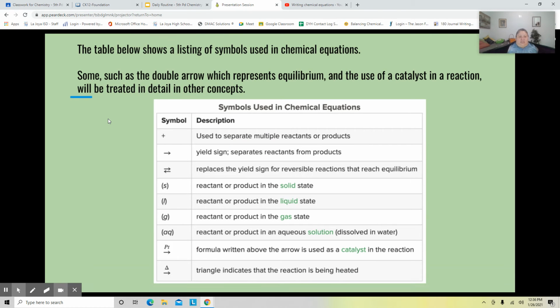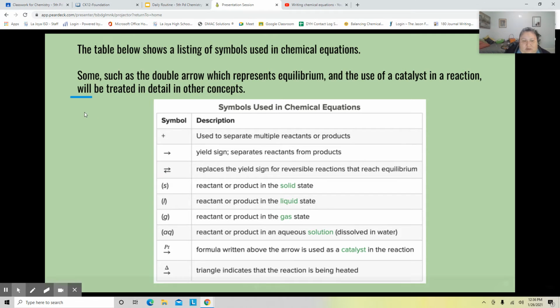Now, let's talk about this table. This table below shows a listing of symbols used in chemical equations. Some, such as the double arrow, which represents equilibrium, and the use of a catalyst in a reaction, will be treated in detail in other concepts. So they're not going to really go into detail about what equilibrium means. They're not going to go into detail about what a catalyst is, okay? I will give you the quick version, just so that you know.